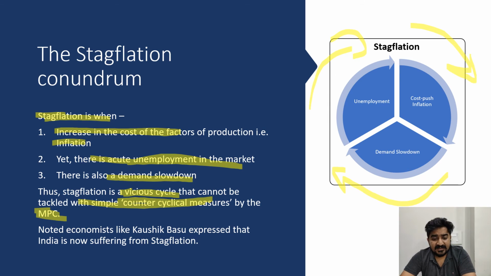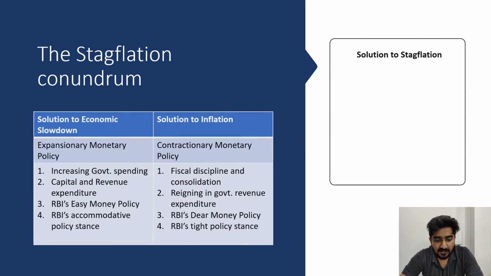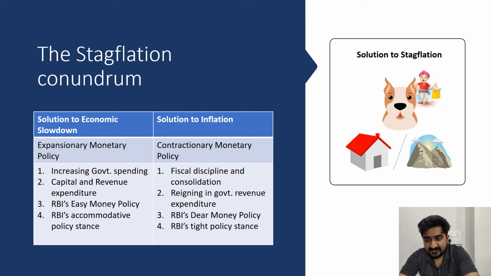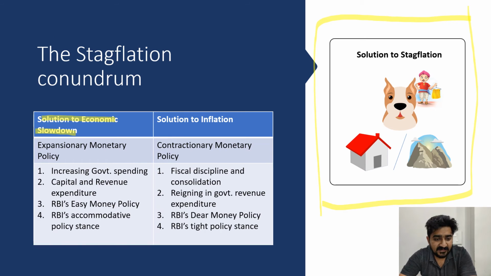Noted economists like Kaushik Basu recently expressed that India is now suffering from stagflation. Thus, stagflation creates a dilemma wherein the solution to economic slowdown is an expansionary policy, that is, increasing government spending, capital and revenue expenditure, RBI's easy money policy, and an accommodative policy stance. While the solution to inflation is a contractionary policy, wherein fiscal discipline and consolidation, reining in government revenue and expenditure, RBI's dear money policy, and tight policy stance are required.